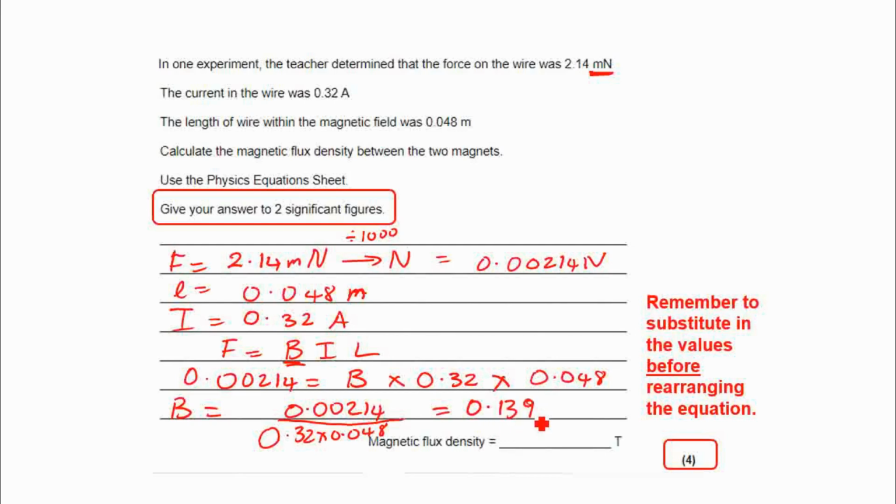0.1393. However, 2 significant figures. Don't lose that 4th mark there. That's your 4th marking point. So that's going to be 0.14.